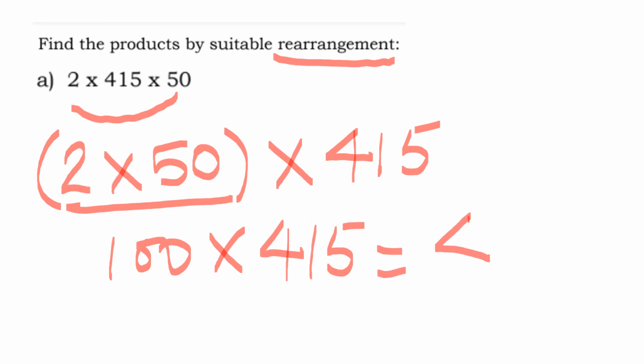415 into 100 gives me 415 followed by 2 zeros, which you can say 41,500 is your correct answer.